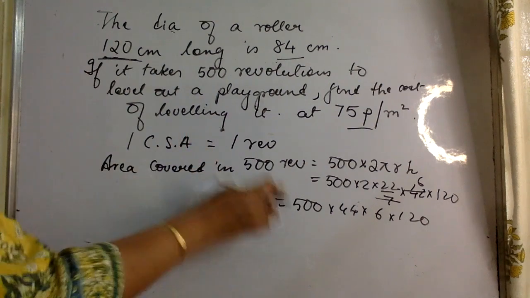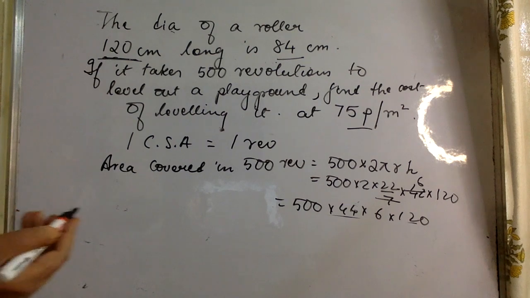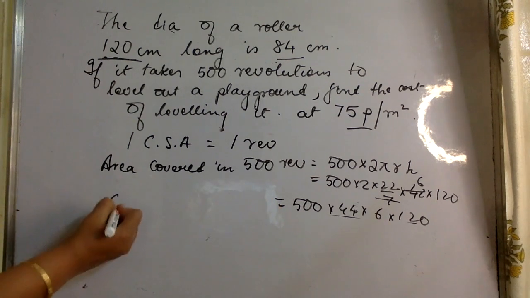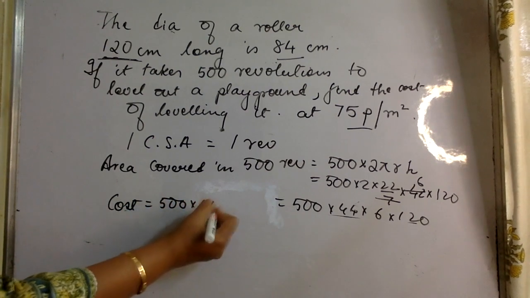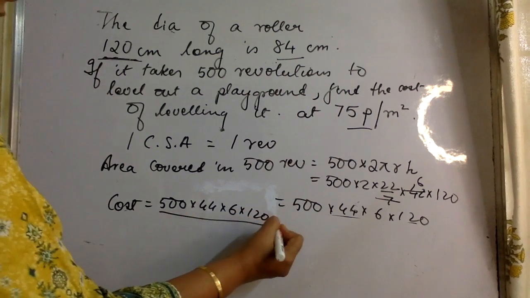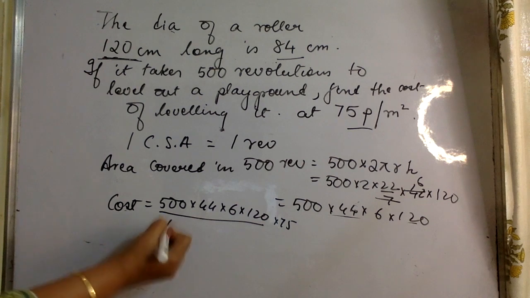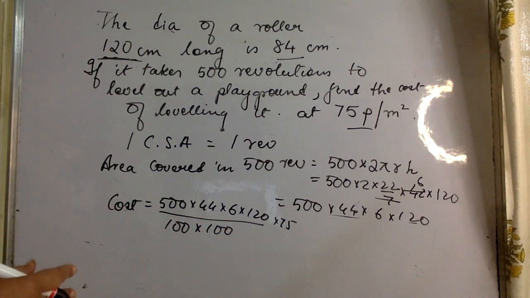Okay, right now I am not going to multiply it. Now what am I going to do? Now we are going to convert. This is in centimeter square. We will convert it. So what is the cost? 500 into 44 into 6 into 120 into 75. But then first we need to convert it to meter square from centimeter square. So we need to divide by 10,000 to convert it to meter square.